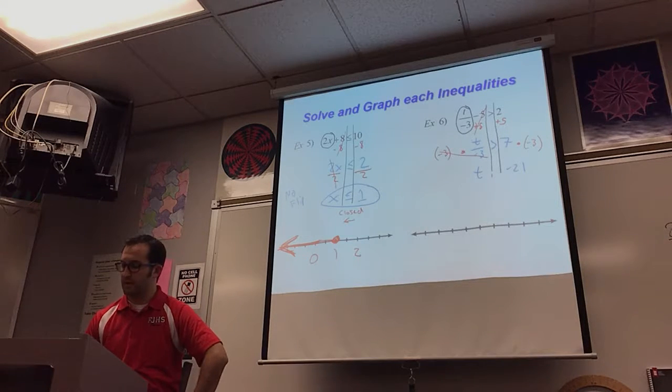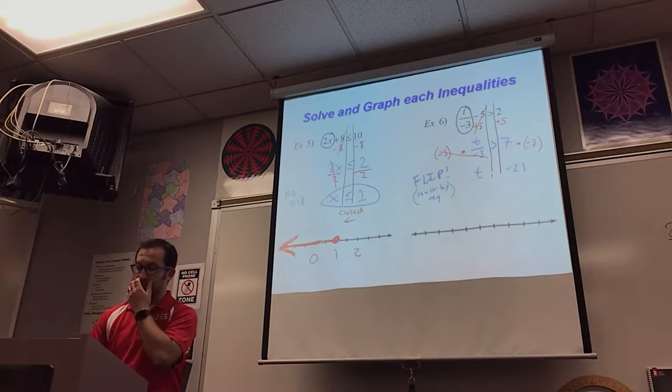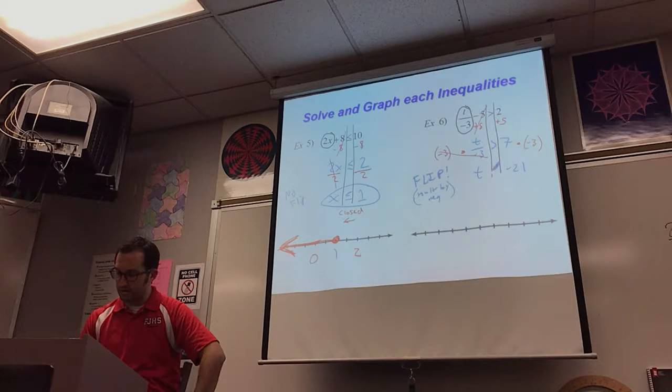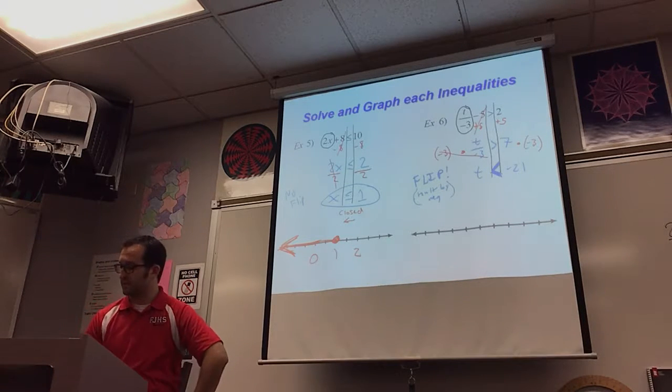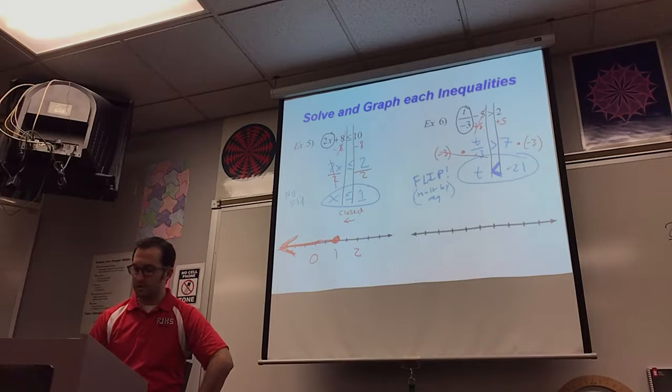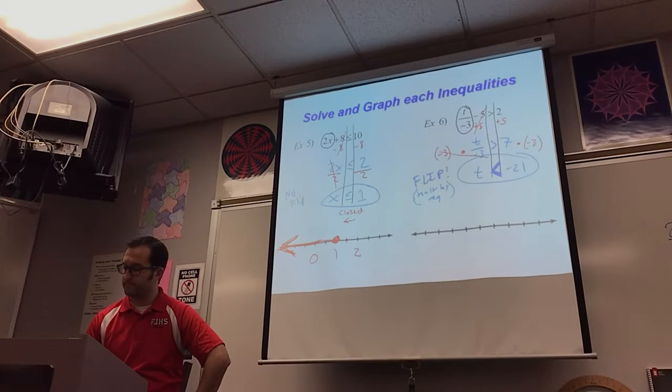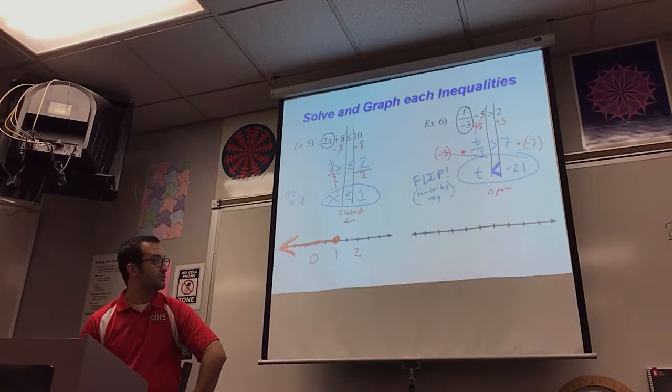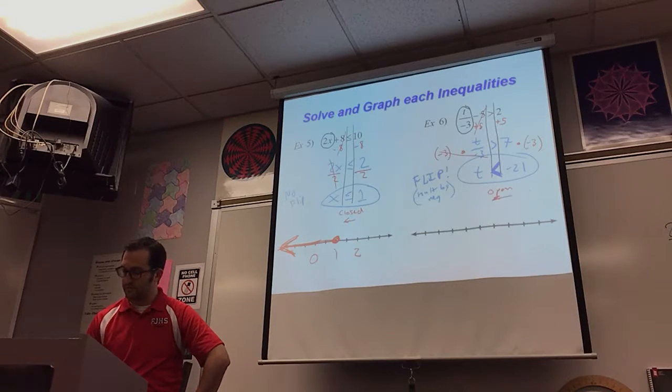Flip or not to flip? I need to flip it. Right? Why? So we multiplied by a negative. So this becomes less than, right? I also made it darker so you guys could see the flipping. So that's my inequality. So now the question is open or closed? Left or right? Left. Good. So we have negative 21, negative 20, negative 22. Open and to the left.